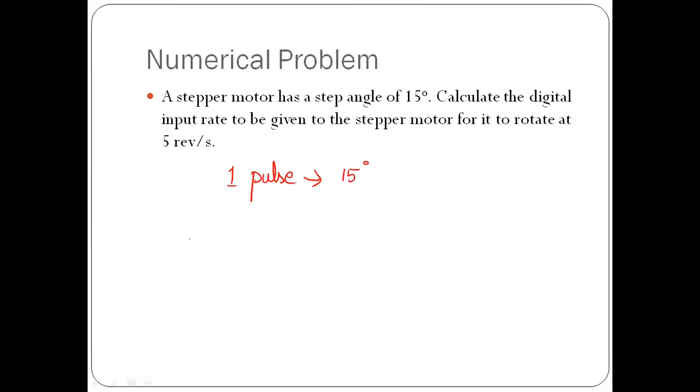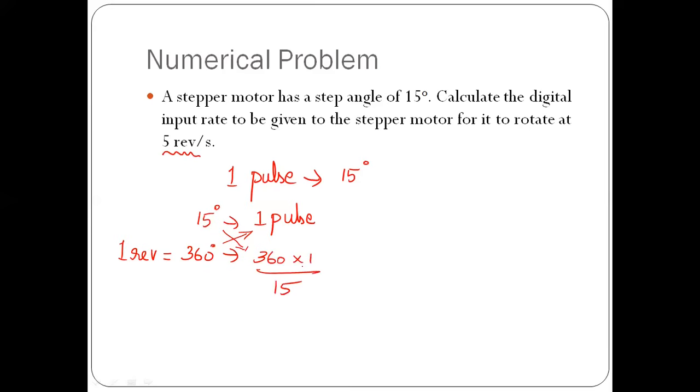So we'll calculate the digital input rate. Here we need 5 revolutions per second. For 15 degrees, I require 1 pulse. So for 1 revolution, let's find out how many pulses I require. 1 revolution means 360 degrees. So for 360 degrees, how many pulses do I require? It is 360 into 1 divided by 15. So we need to find what is 360 divided by 15, which is equal to 24 pulses. So for one revolution, I require 24 pulses.